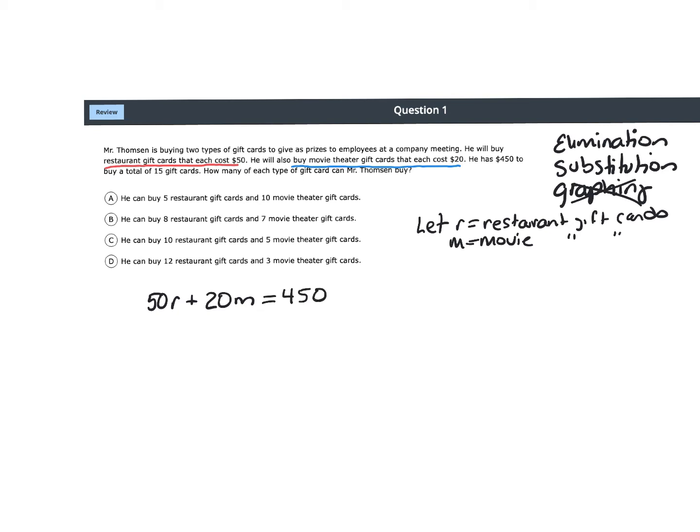Our second equation takes into account the fact that he's only buying 15 gift cards. That's what he's planning to do because he wants to give them out as prizes, and he probably has 15 people. So whatever combo of cards he buys is going to add up to 15. So restaurant plus movie is going to add up to 15. Those are our two equations. It's called a system of equations, and these two are paired together.